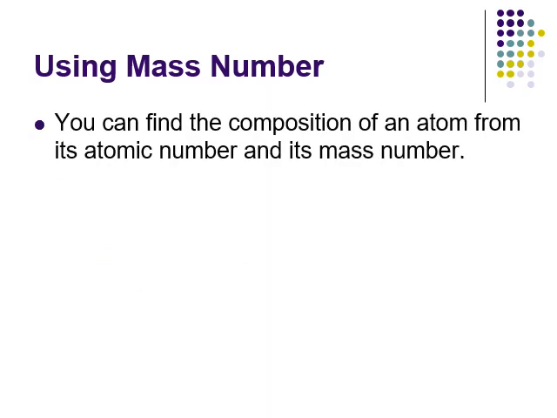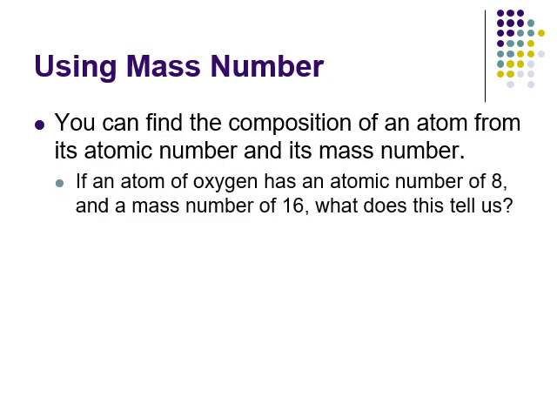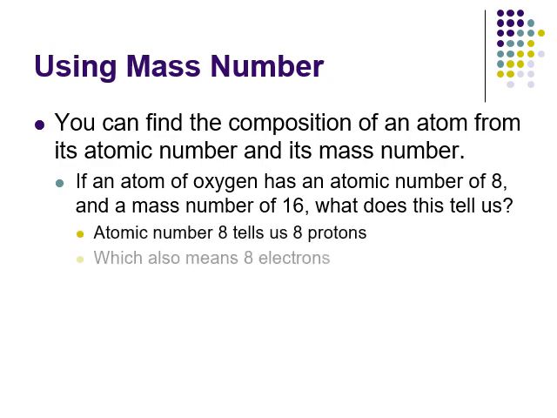Now, how can we use this? So if you know the atomic number of an element and the mass number of an element, you can now find out what its structure is. So for instance, if I have an oxygen atom with an atomic number of 8, because all oxygen atoms have an atomic number of 8, and I tell you that its mass number is 16, well, what else do we know? Well, if the atomic number is 8, that means it has to have 8 protons. Since it has 8 protons, it also has 8 electrons.